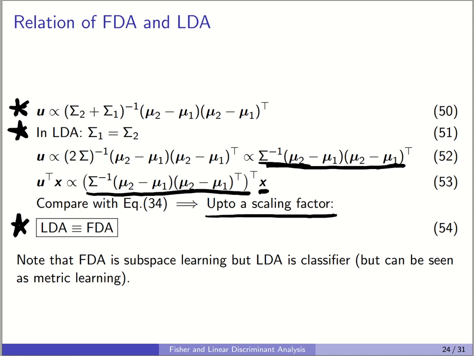Although LDA is a classifier, FDA is subspace learning. In other words, LDA projects onto a subspace and then classifies using Euclidean distance. FDA projects onto a subspace, and if we apply FDA and we use Euclidean distance, it is equivalent to LDA.